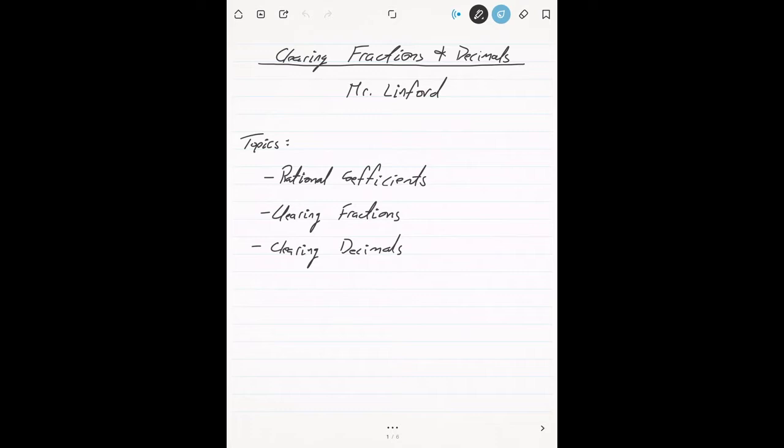In today's discussion, we're going to be finishing up a previous talk on clearing fractions and decimals. We've already talked about what rational numbers are and the process of clearing these fractions from our equations and turning them into whole numbers. We're going to continue using this technique and these ideas to clear decimals now, taking decimals and turning them into whole numbers.